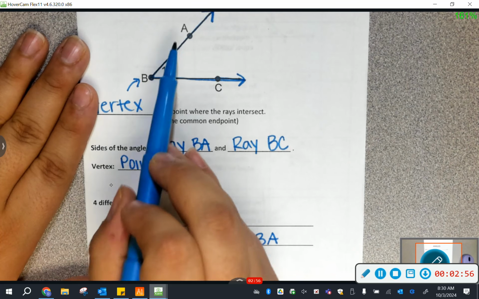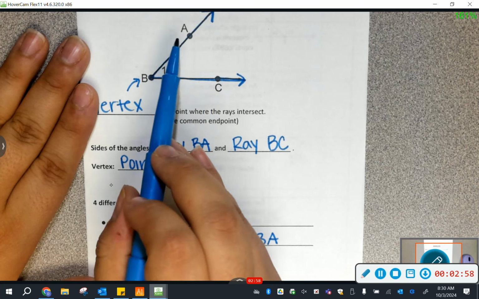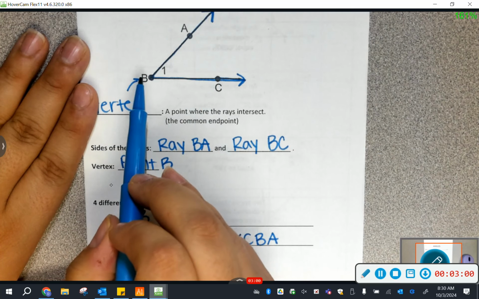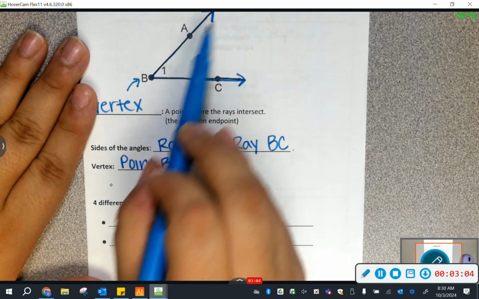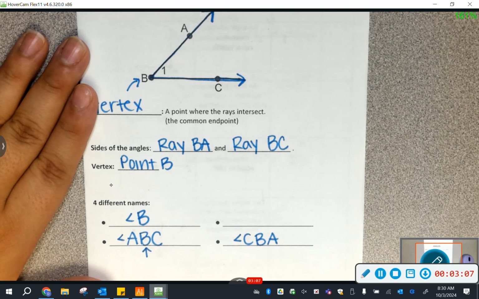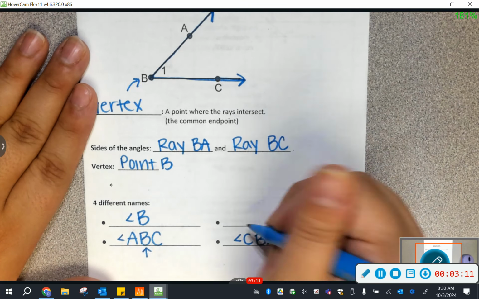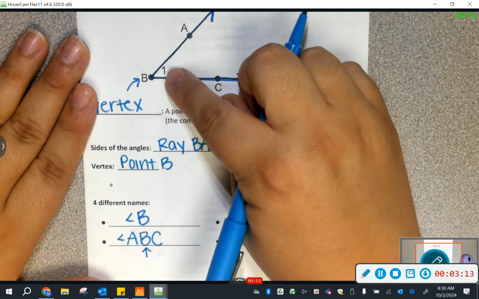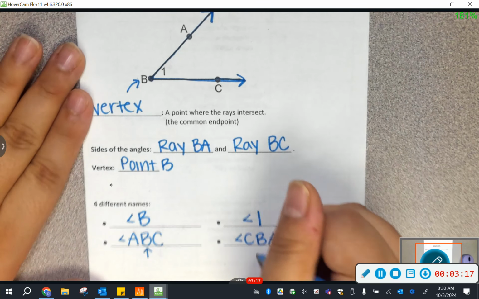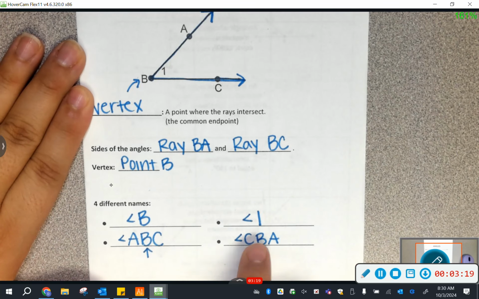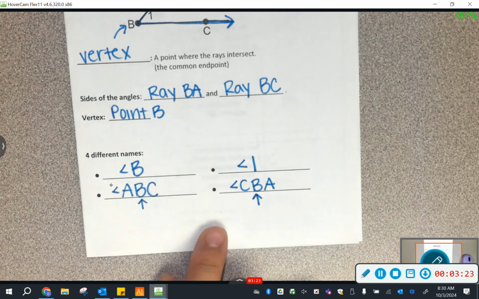What about CAB? Can I call it CAB? C to A to B. Is that the same angle as this one? No, it has to go in order. There's one more thing I can call it. Anybody want to guess? Angle 1. If I put a number right there that doesn't have degrees, I'm just naming that angle. Oh, by the way, put an arrow. Both of these, do y'all see how B is in the middle? The vertex goes in the middle.